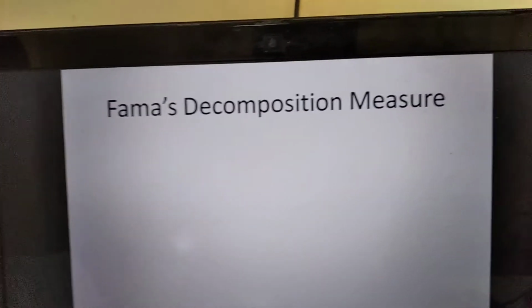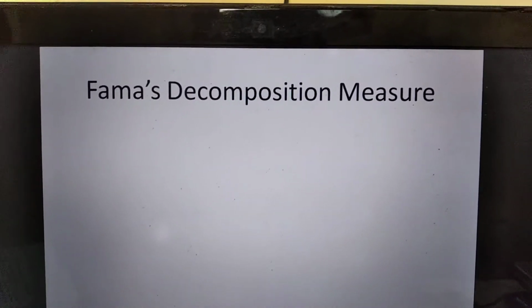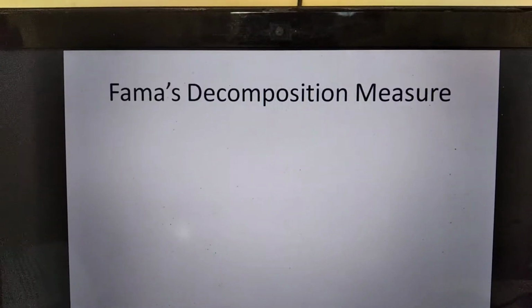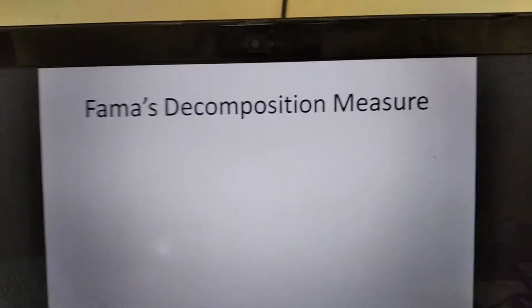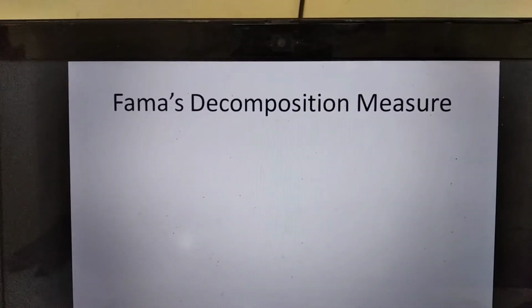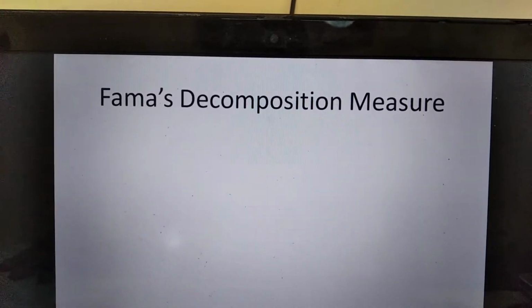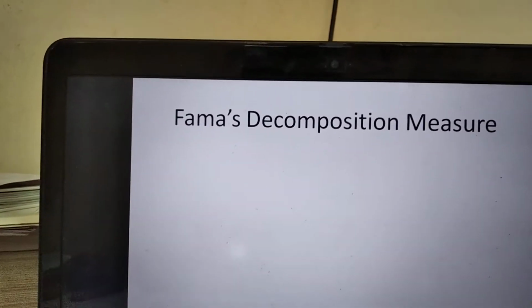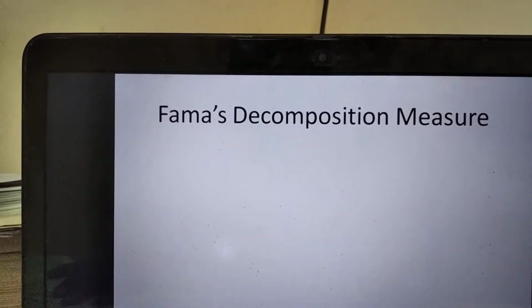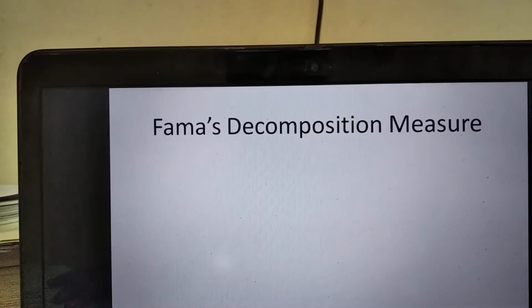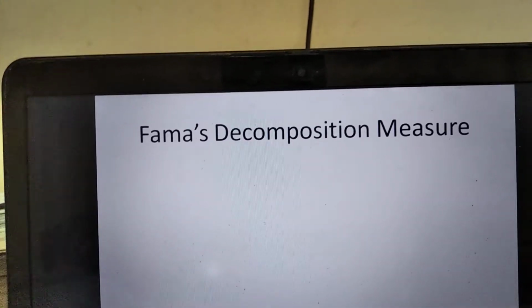Hello dear students. In the earlier class we discussed Jensen's alpha, the Treynor model and the Sharpe ratio. All those three models explain the total performance of the portfolio or the fund manager. Whereas in this Fama decomposition we are going to learn about a detailed breakdown of the fund's performance into sources or components of the performance.